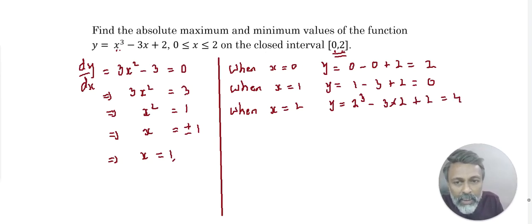Clearly our conclusion, absolute. Absolute means of these three values, which is the maximum? Maximum is 4. And when is it happening? When x is 2. And what is the minimum? Minimum is 0. And when is it happening? When x is 1. That is the answer to this question.